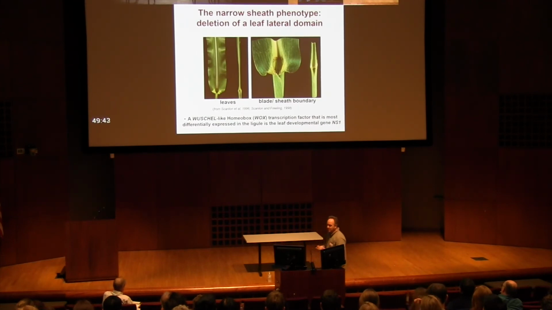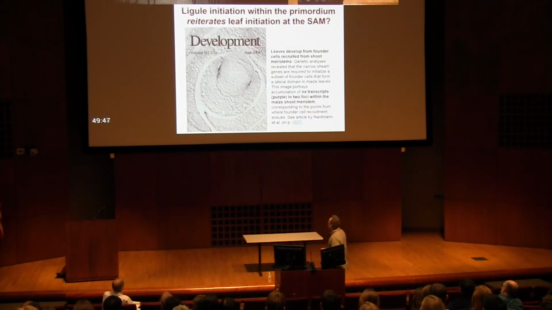So I never expected this thing would be expressed in the ligule. We described it as being expressed in the meristem. This is a cross-section of the shoot apical meristem. This is where narrow sheath is expressed to direct those lateral domains. So we find leaf initiation genes, which are redeployed, reinitiated at the primordium to make a ligule.